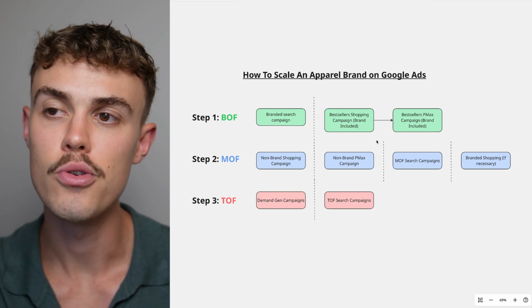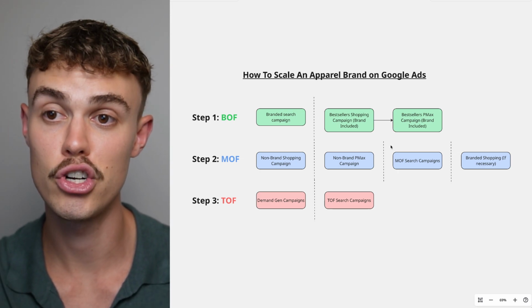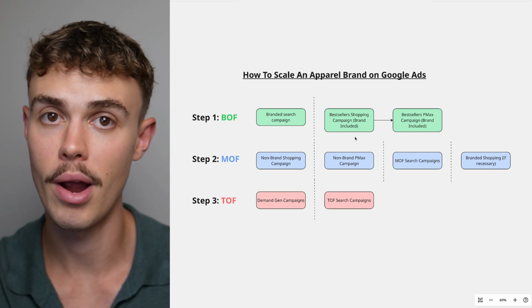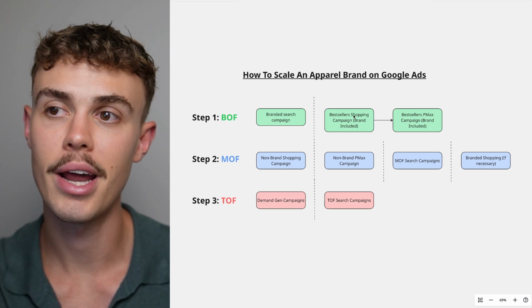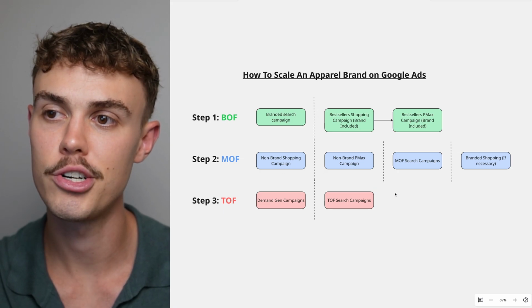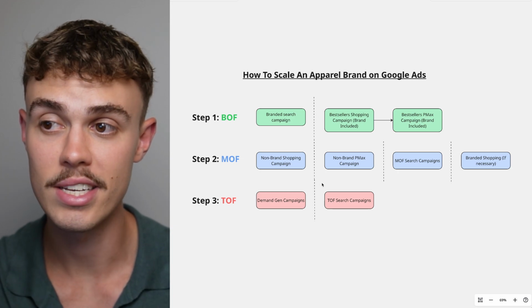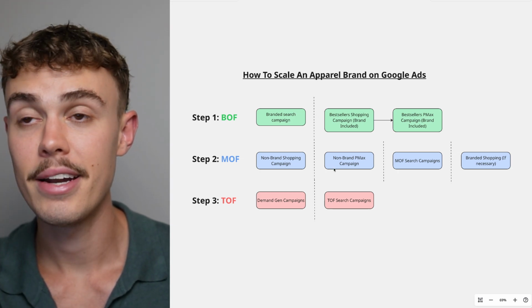which I do actually recommend. You can download scripts online that exclude all non-branded traffic for shopping ads and just target branded traffic in shopping. Then you can have this shopping campaign as a solely branded shopping campaign, and you'll have your non-brand shopping and your non-brand PMAX to scale up. These are the ones that you'll be pushing all your money into to really scale the account. And that is middle of funnel.